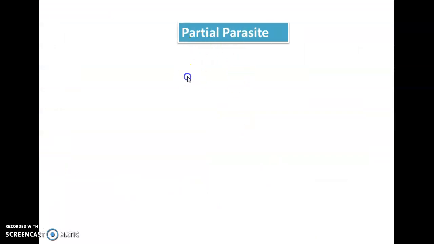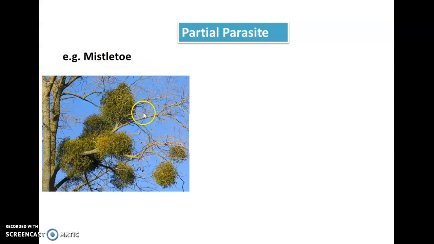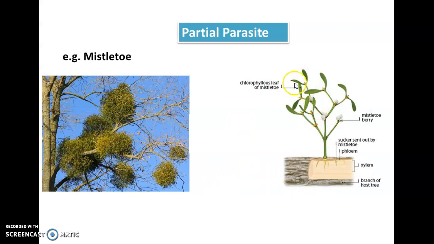Next, partial parasite. For example, mistletoe and sandal. These are plants which are green in color, meaning they contain chlorophyll, right? So we can say they depend on the host plant only for water and nutrients. In this picture you can see the mistletoe growing on the trunk of another tree. Here the host plant is supplying water and minerals, and the rest of the process is performed by the mistletoe plant because it already contains chlorophyll.